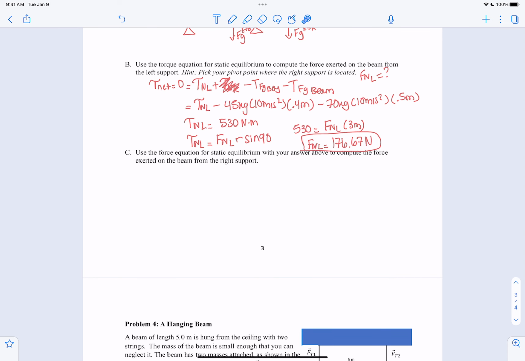Now, for C, actually, is everyone good with B? So I can move on to C? Or are you guys still a little bit confused?